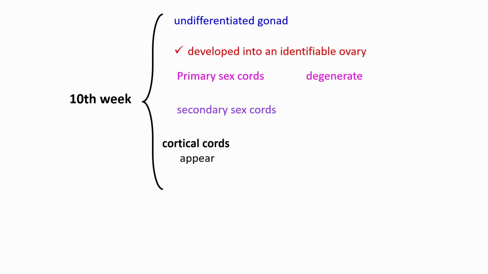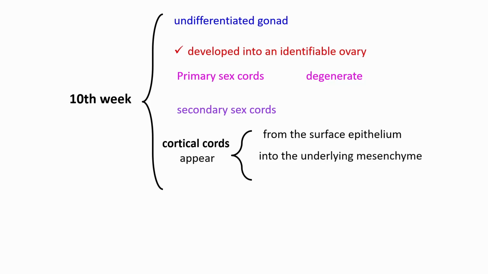They are now called cortical cords, because they will not grow all the way, they only grow into the outer layer, and that's why they are called cortical. These cortical cords come from the surface epithelium, the same origin as the primary sex cords, and they grow into the genital ridge, which is made of the intermediate mesoderm, and the word mesenchyme is used as another term for the mesoderm.